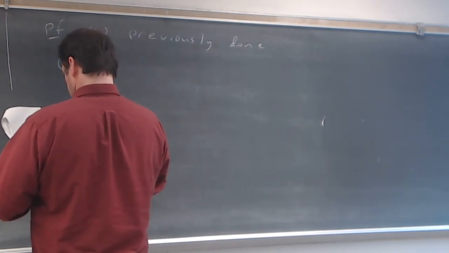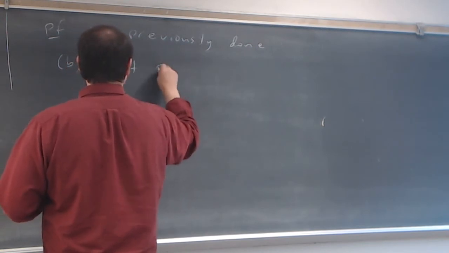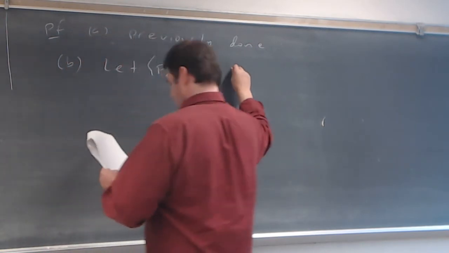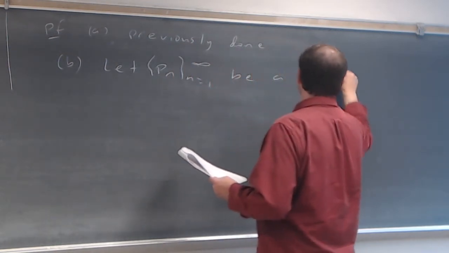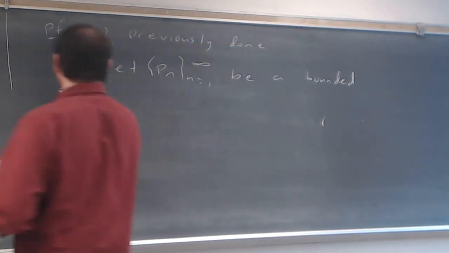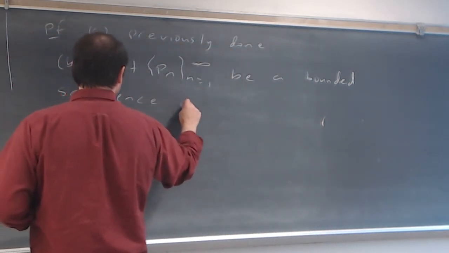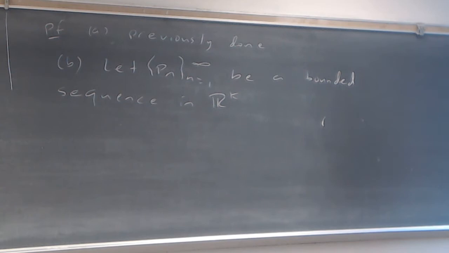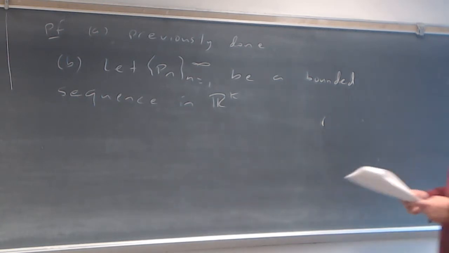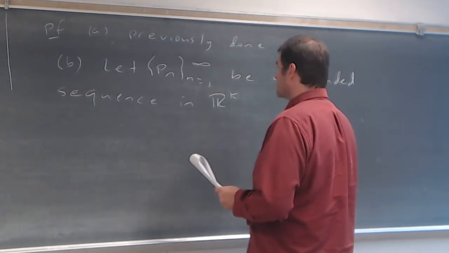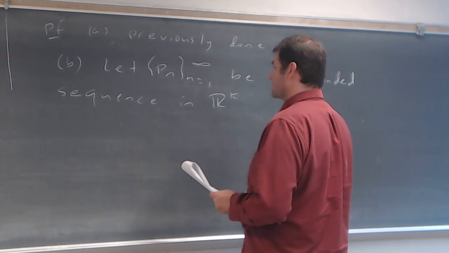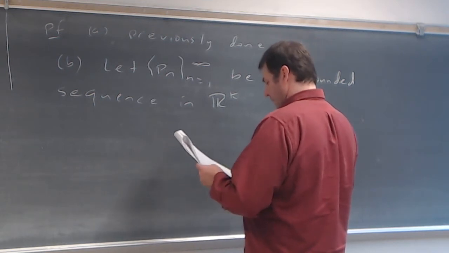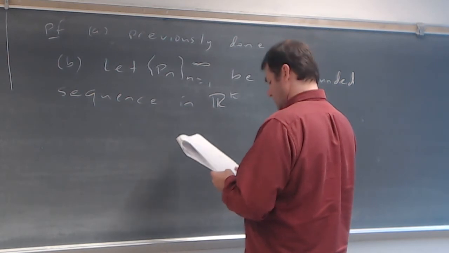So let P sub n be a bounded sequence in R^k. We're going to use a technique that we had used and proved before, having to do with R^k. And that is, we're going to form a particular k-cell and work with it. And that's going to contain this bounded sequence.